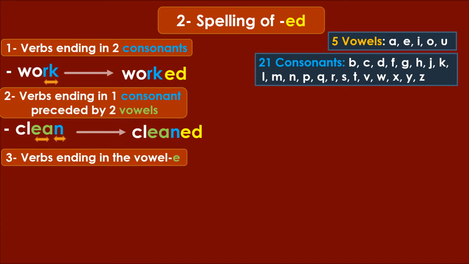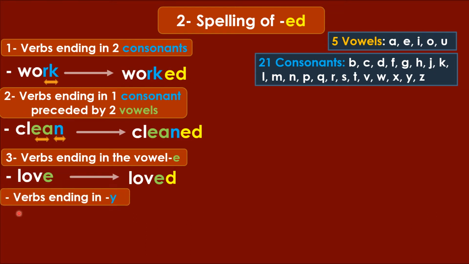Let's have a look at the third case. Verbs ending in the vowel e, like the verb love, and we simply add the letter D to the verb. If it ends in e, we just add D only.